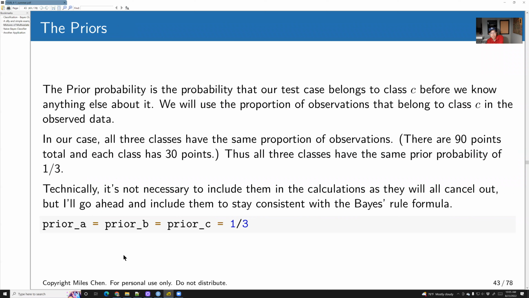So that's the likelihood. The prior probabilities would just be, before we even looked at the data point, would you have guessed it was red, blue, or green, class A, B, or C? Well, I think we had 90 points total, and there were 30 red points, 30 blue points, and 30 green points. So our prior probabilities would just be 1/3 for all three classes.